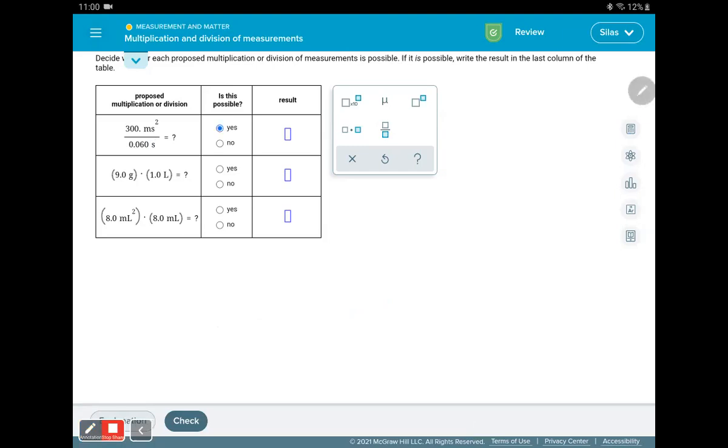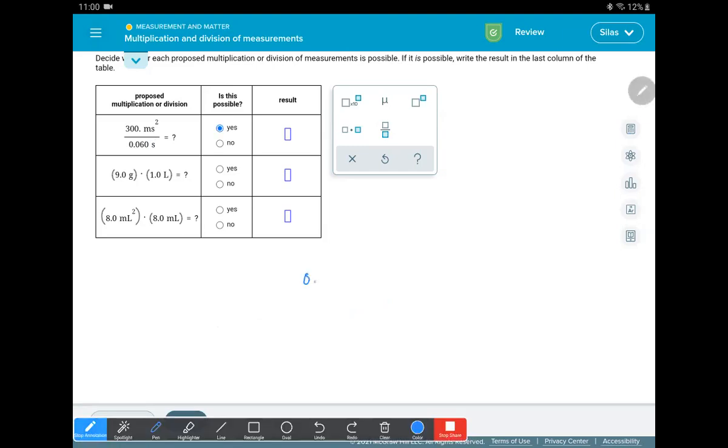Let's say it's possible. So then the next thing is I'm going to convert 0.060 for every 1. So I'm going to multiply that by 1,000. Okay, and so then I would say 300 divided by 60 equals 5. Now I have 3 sig figs, I have 2 sig figs, so I'm going to end with 2. So I'm going to say 5.0.